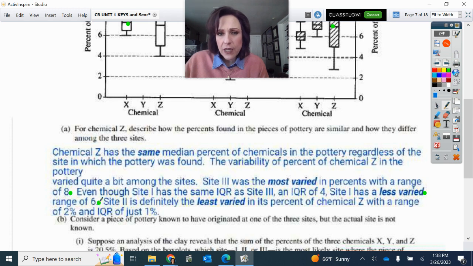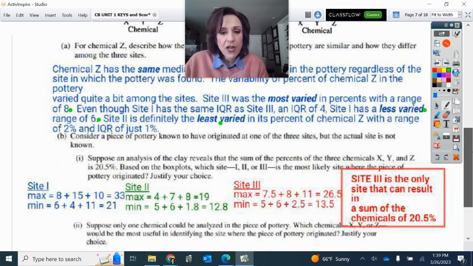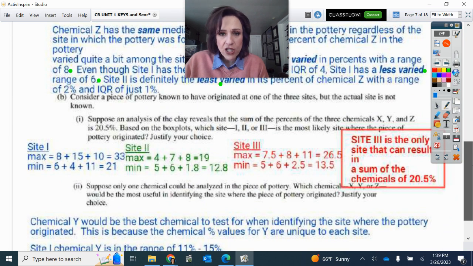Because you never know exactly how much they're going to want to see in details. Site 2 is definitely the least varied in its percents of chemical Z, with a range of only 2% and an IQR of 1%. Okay, so there you go. So I compared all 3 of them and I gave information on that.